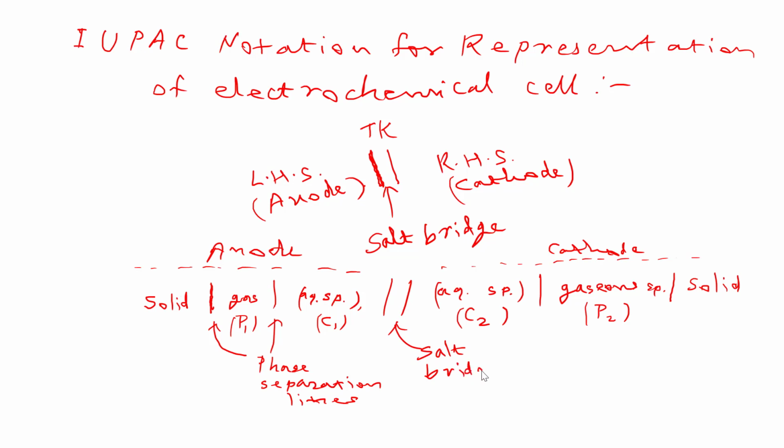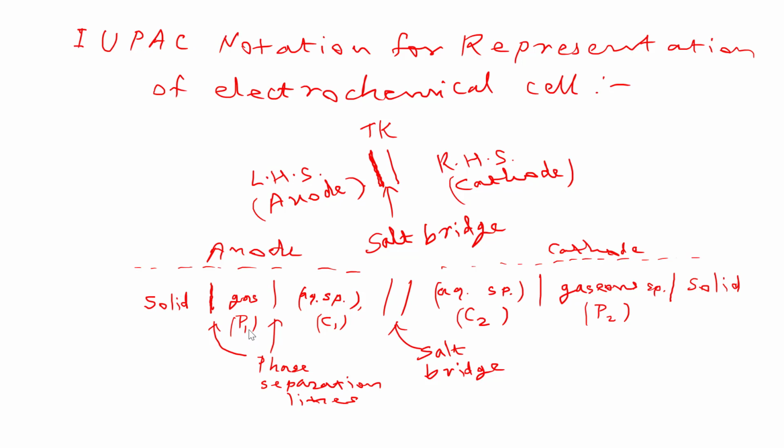So now what you have to keep in mind: if we are having any cell which is not having any gaseous species, then just near to the aqueous species we are mentioning the solid species if gas is absent. The same case in the cathode part: if gaseous species are absent then after the aqueous species, after this phase separation line, we are mentioning the solid. And one thing is here, in both half cells, either cathode or anode, the solid species are always mentioned at the end point, either in the left hand side or in the right hand side. You got it?